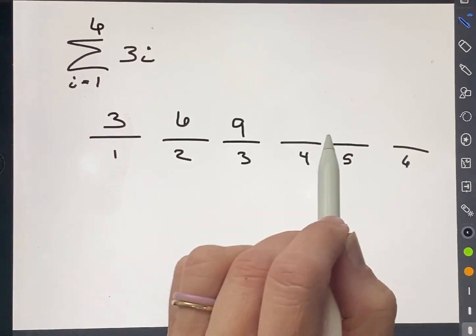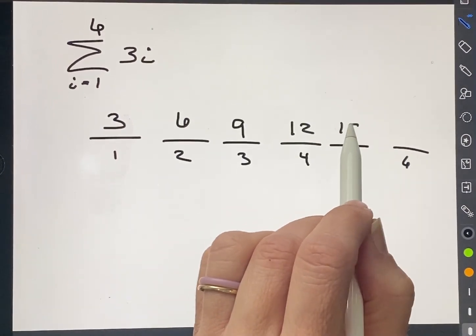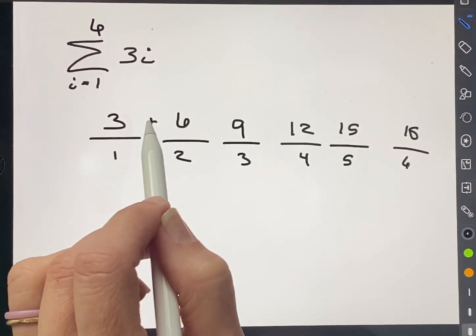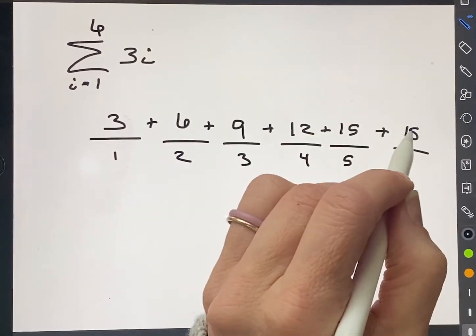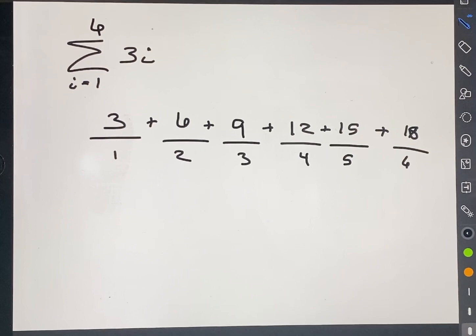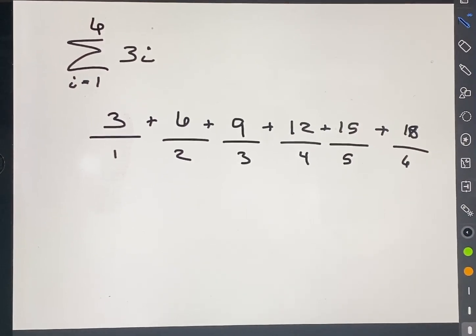3 times 3 is 9, 12, 15, 18, and we're going to add all of these up. You may use your calculator for your homework and just go ahead and add them up if you would like.